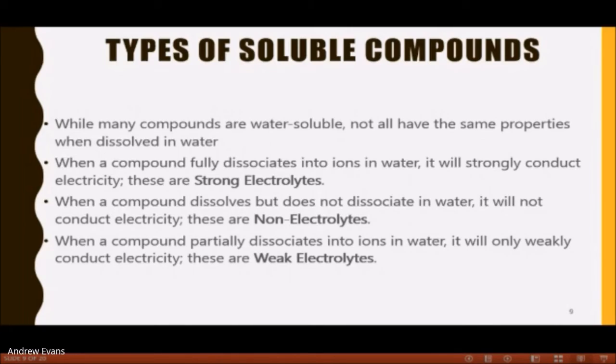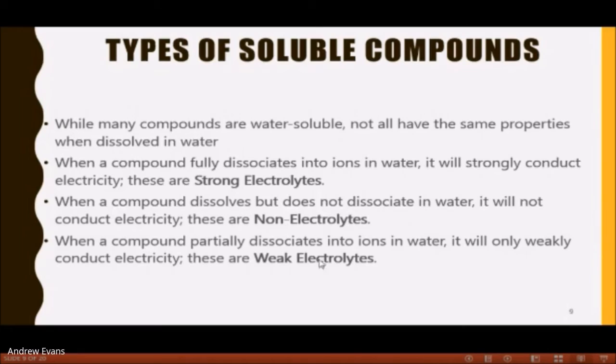Now here's the kind of tricky one. When a compound will partially dissociate into ions, it will only weakly conduct electricity. What that means is when it goes into water, it doesn't break down 100%, but maybe breaks down to a fraction of a percent. Like maybe 5% breakdown, 10% breakdown. Some examples like this would be like vinegar. Vinegar is what's called a weak acid, in that when it goes into water, it only weakly breaks apart into a small fraction. And so it still conducts electricity, but it doesn't conduct it very strongly.